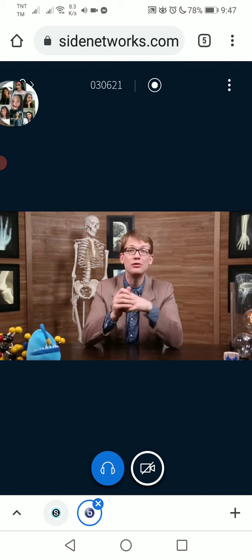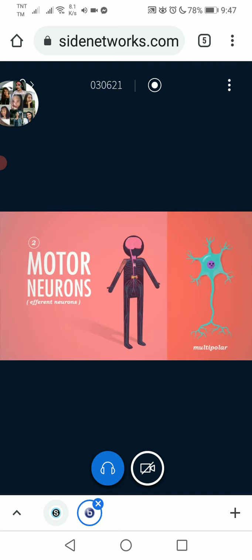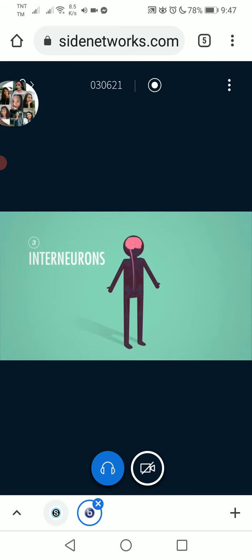Most sensory neurons are unipolar. Motor or efferent neurons do the opposite. They're mostly multipolar and transmit impulses away from the central nervous system and out to your body's muscles and glands. And then there are interneurons or association neurons, which live in the central nervous system and transmit impulses between those sensory and motor neurons. Interneurons are the most abundant of your body's neurons and are mostly multipolar.